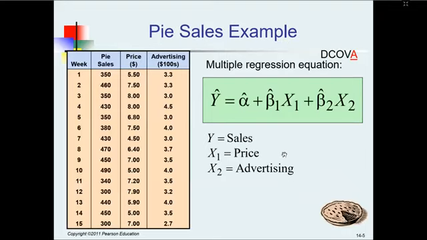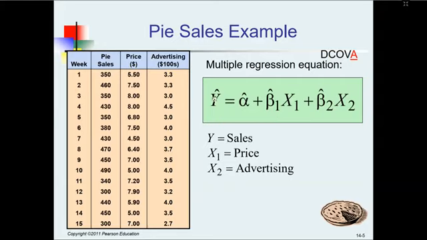So this is the data that is obtained from the field. We have a sample of size 15, which is 15 weeks. These are the sales of pi, which is the dependent variable, which we normally denote by the letter y. Then we have the price of pi, which we are denoting by x1 in our model. And we have the effect of advertising on sales of pi, which we are denoting by x2 in our model.